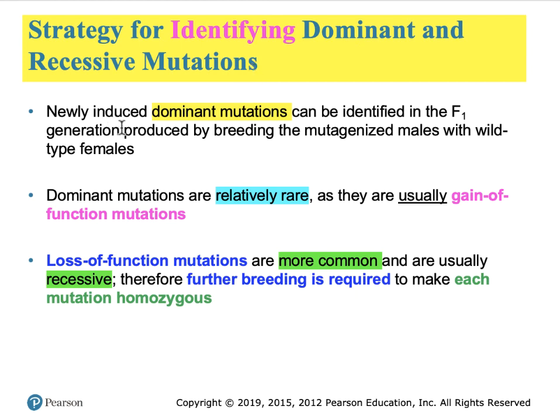So these newly introduced dominant mutations can be identified in the F1 generation simply by breeding the mutagenized males with wild-type females. The offspring in the F1 will immediately show the phenotype that we are generating. And from those we can select the individuals that are of interest to our project. One thing to note, dominant mutations are relatively rare because they will require the biochemistry to work in a way that experiences a gain of function. So these are gain of function mutations.